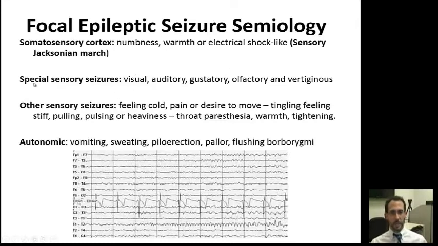There are special sensory seizures like visual, auditory, gustatory, which I mentioned. Other sensory seizures could be feeling cold, pain or a desire to move, tingling feeling, stiffness, pulling, pulsing, heaviness. There are multiple symptoms that could be a seizure. Pretty much, when you start reading about this, you think that everything could be a seizure. There are also autonomic seizures, which could be expressed as vomiting, sweating, pyrexia, pallor, that kind of thing.